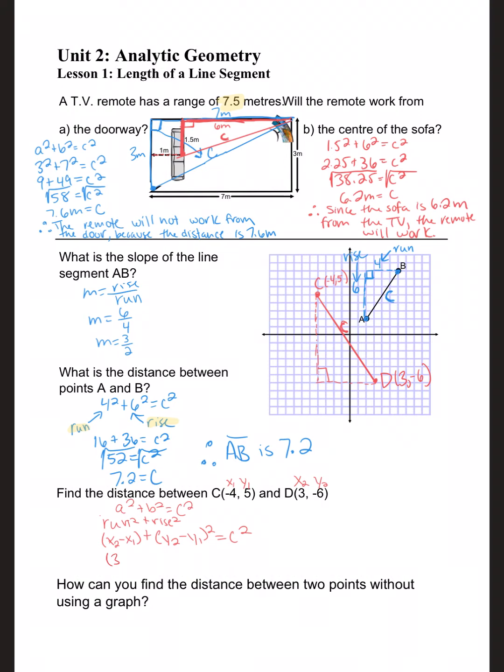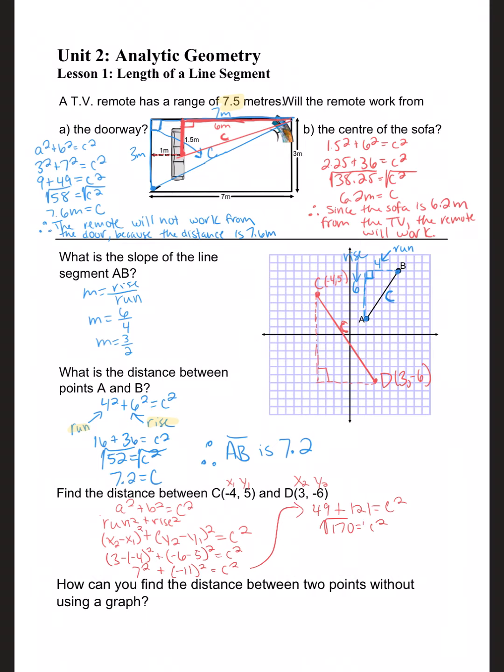So 3 minus a negative 4, and then that has to be squared, plus my y values are negative 6 minus 5 squared. So 3 minus a minus 4 is a 3 plus 4, so we're going to have 7 squared. And then negative 6 minus 5 is a negative 11 squared equals c squared. Let's bring that up there. Okay, so a negative 7 squared is 49, negative 11 squared is 121. Okay, 49 plus 121 is 170.